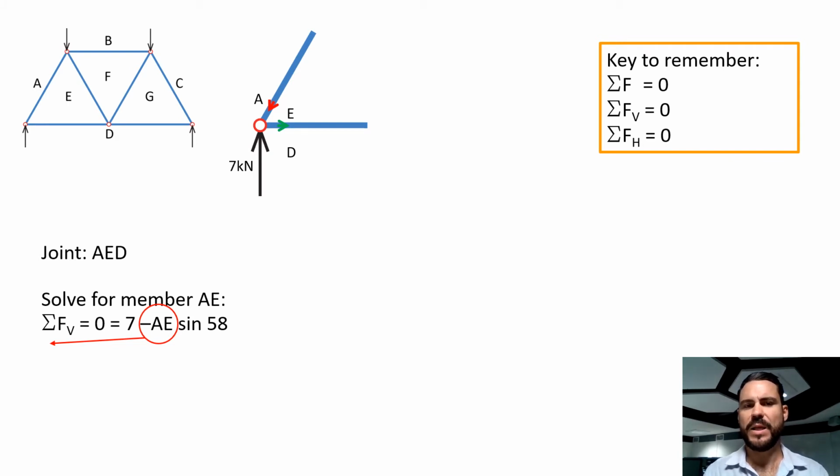Now remember, the mathematical function, the minus, is going to go with it. So when we shift it to the other side, what happens? It becomes a positive. So now, when we rearrange that formula, we've got a positive AE equals 7 over sine 58.